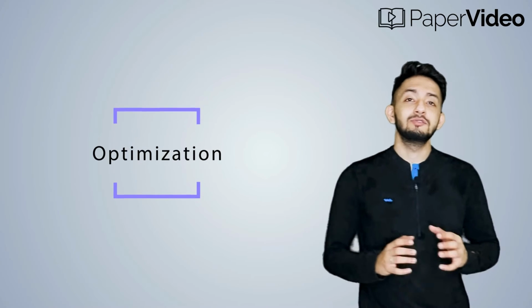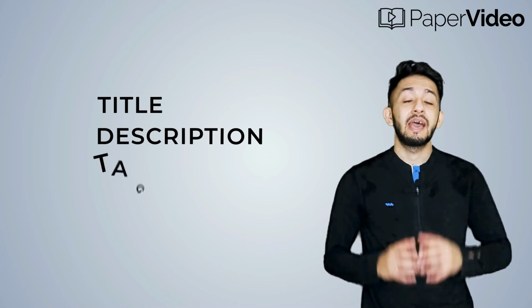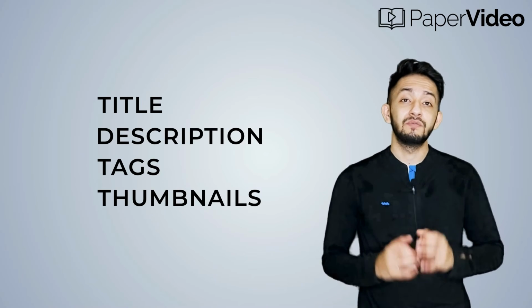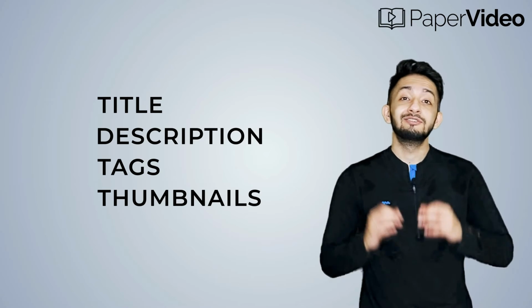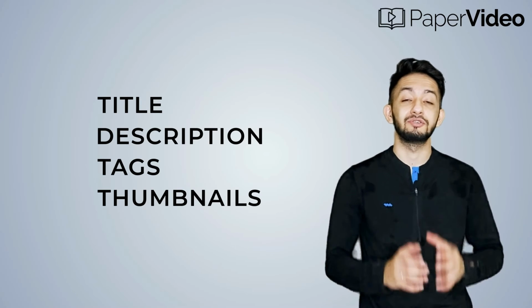So step 4 is optimization. Now that you have produced the video, you have to optimize it in a proper way that matches the YouTube algorithm. You have to focus on your title, your description, your tags, and most importantly, your thumbnail. This will help YouTube to recognize your video and to push the video to relevant audience in recommendations. So you have to make sure to optimize your videos if you want a higher reach on YouTube.